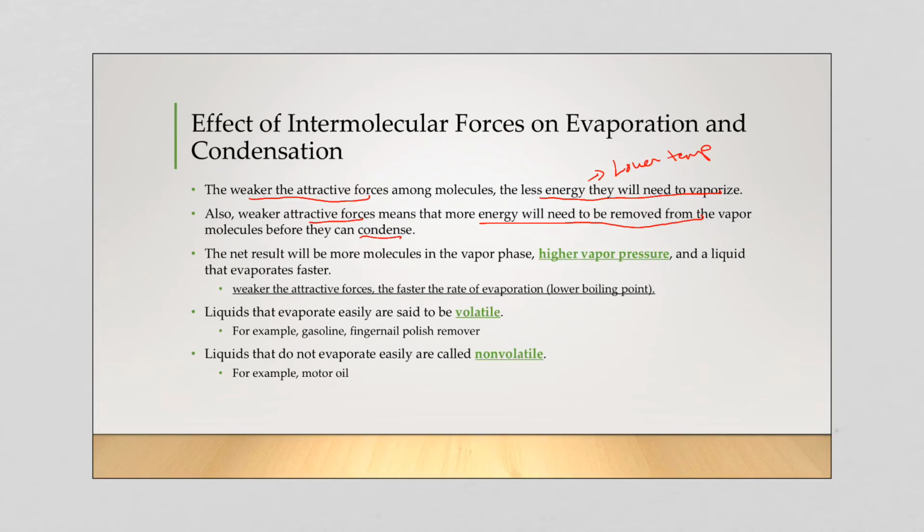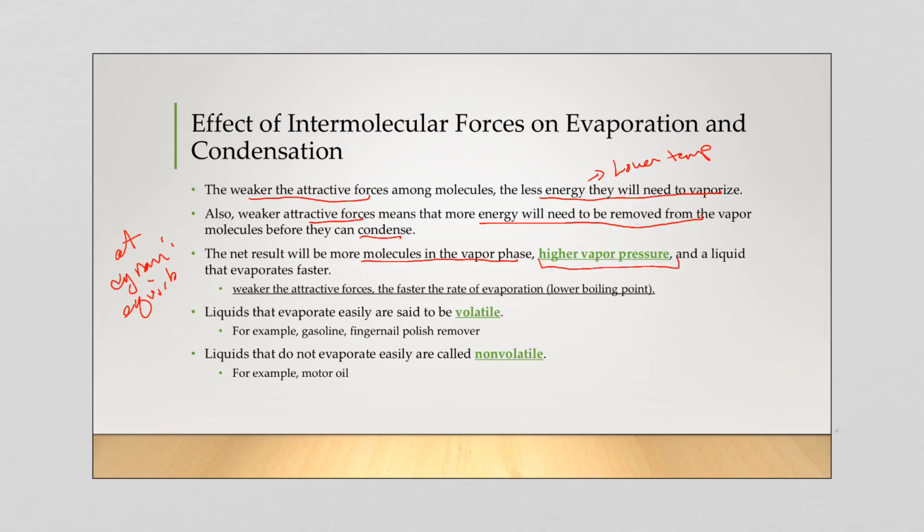So, that means once you reach dynamic equilibrium here, if you have weaker attractive forces, you will have more vapor, right? Because it's now relatively easier to vaporize and harder to condense. So at that equilibrium point, you're going to end up with more vapor than you would on something that has stronger intermolecular forces. And so that means molecules with weaker intermolecular forces will have what we call a higher vapor pressure.